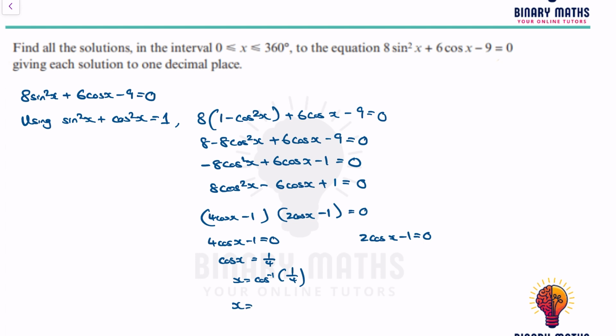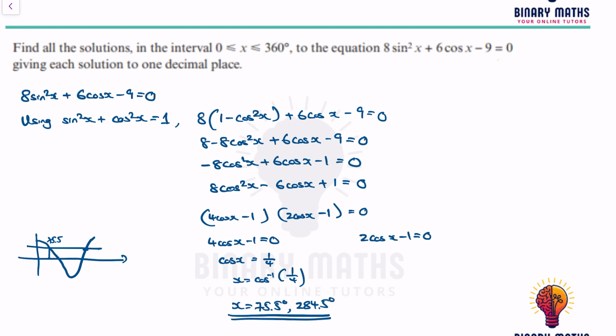Which means x is equal to 75.5 degrees. And if you think about the cos graph, it looks like so, from 0 to 360. So if the first value is 75.5 degrees, the second value will be 360 take away 75.5, which gives me 284.5 degrees. So those are my two solutions between 0 and 360.